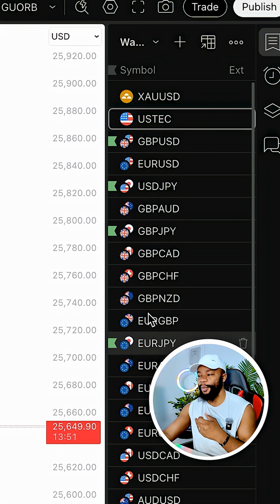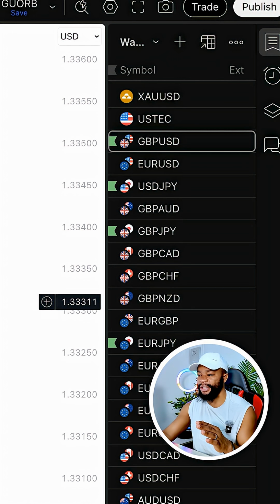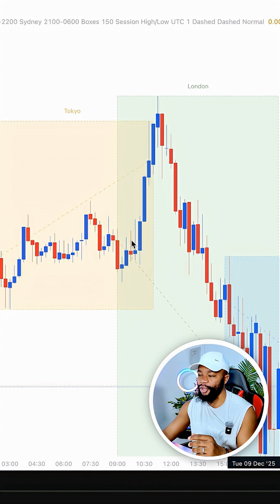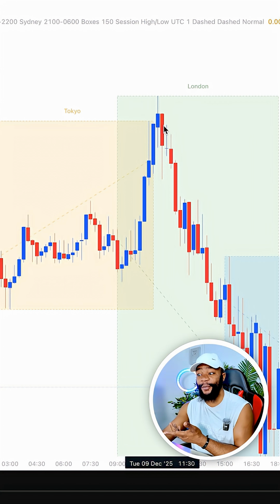You can see I've already grouped all of them. Number one is Great Britain Pound USD. Very, very nice during the London session. If I just scroll here, this was the London session yesterday. Boom, boom, buy stop would have triggered here, would have made a lot of money, 2%.